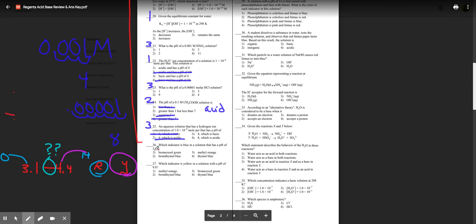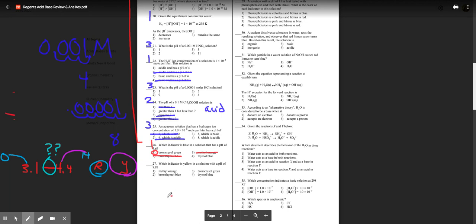Okay. Bromothymol blue, 5.6. Yeah, that's below 6, so that's yellow. That's not my answer. Methyl orange, 5.6 is yellow. Thymol blue, yellow. So that's not our answer. So it is indeed choice 1.